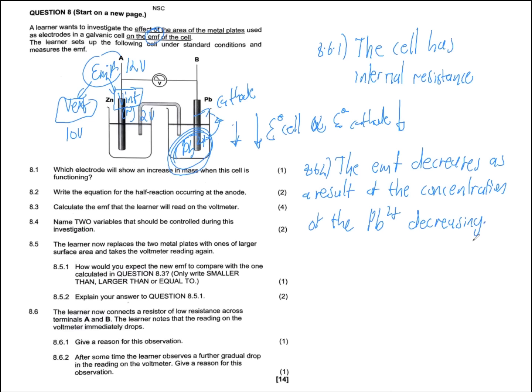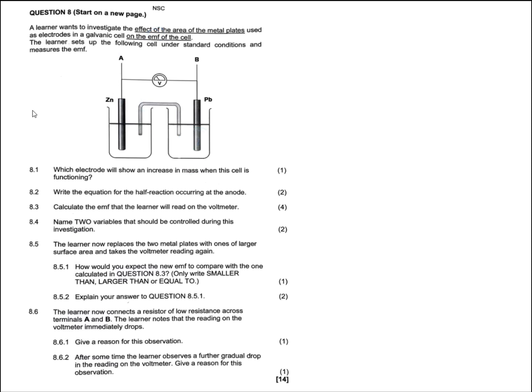Right, so the EMF decreases as a result of the concentration of the Pb2+ decreasing. When there is a decrease at the cathode, there is also a decrease in the E cell, remember, as that reduction is taking place. Okay, so that's how you were supposed to go about answering this whole question, for a total of 14 marks. Easy peasy. Let's move to the next question.